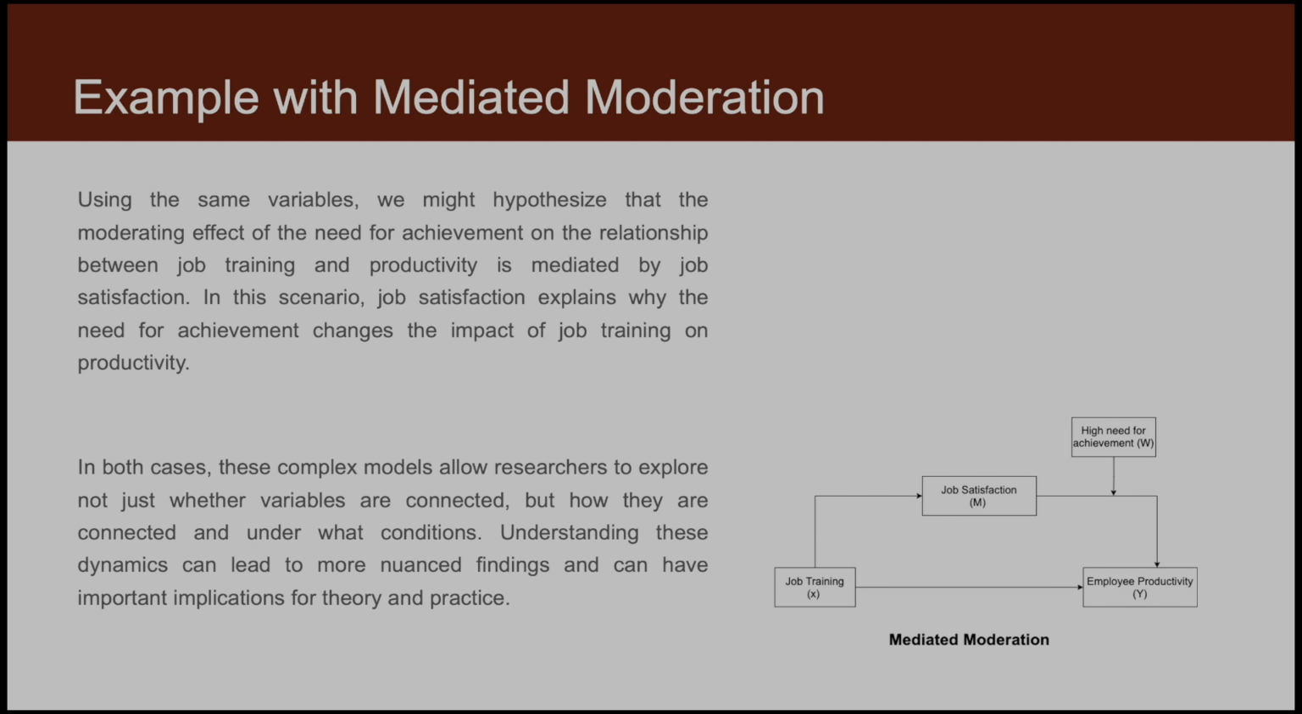So now, another example with mediated moderation. Using the same variables we discussed before, but in a different structure. We might hypothesize that the moderating effect of the need for achievement on the relationship between job training and job productivity is mediated by job satisfaction. In this scenario, job satisfaction explains why the need for achievement changes the impact of job training on productivity.